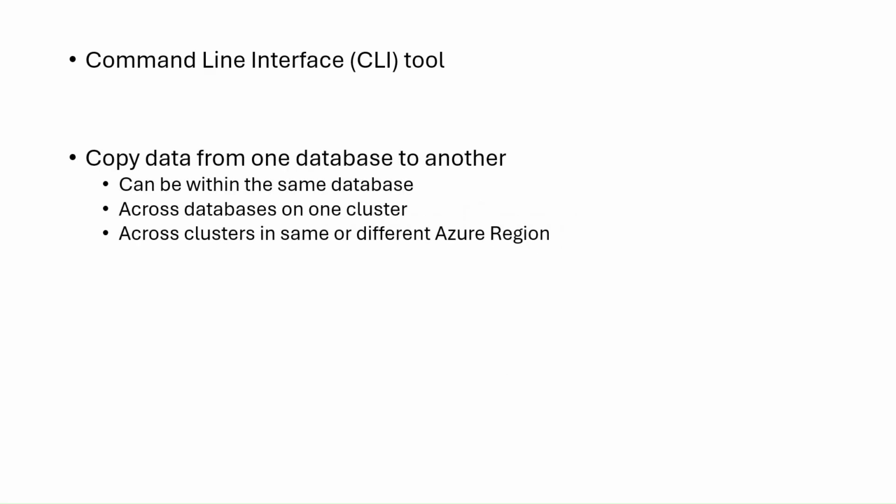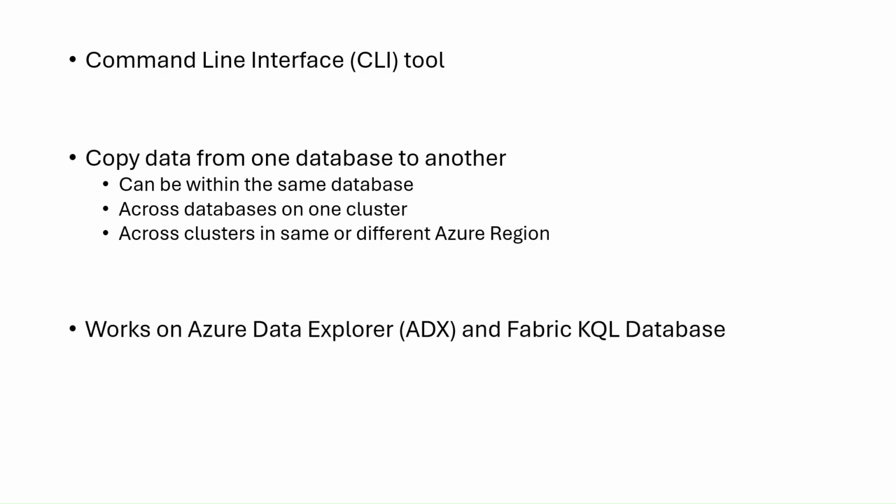Hi, this is a short video to introduce a new tool called Kusto Copy. Kusto Copy is a command line interface, or CLI, tool. It's used to copy data from one database to another. And it works on both Azure Data Explorer and Fabric KQL database, so you can mix and match.